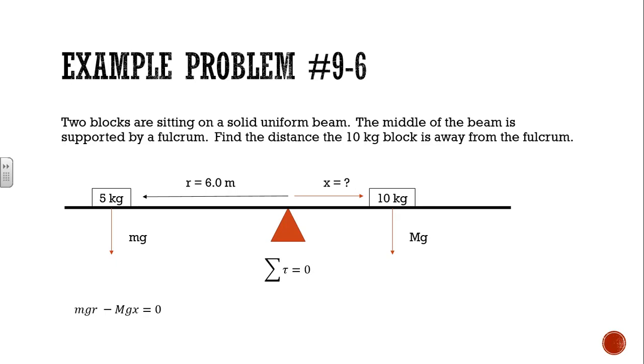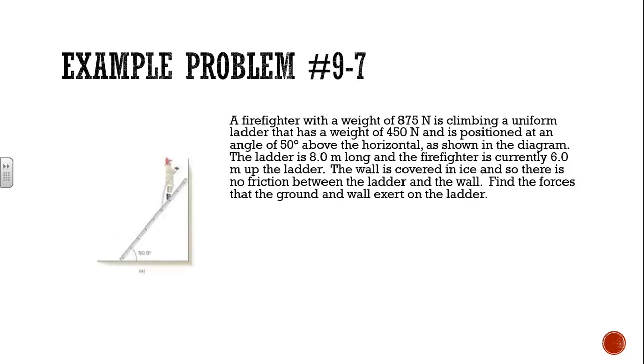Sum of torques equals zero, then mgr, looks like this will be a counterclockwise torque, minus Mgx, a clockwise torque, is equal to zero. The g's cancel out, and we could say mr minus Mx, and we can actually calculate that out and find that x has to be 3 meters. Now, hopefully that wasn't all that surprising to you that we got 3 meters. If something is twice as heavy, we'd expect it to be half as far from that balance point, that fulcrum.